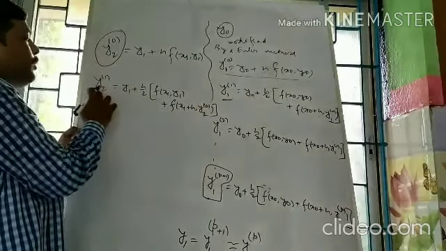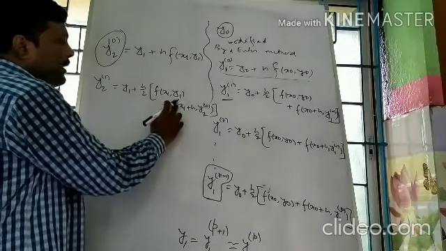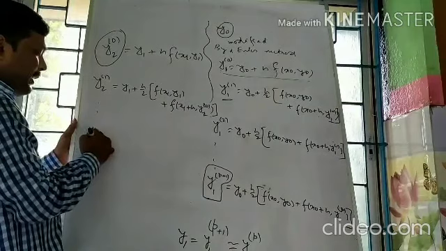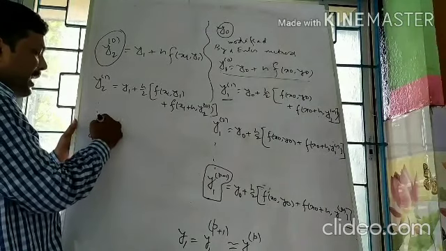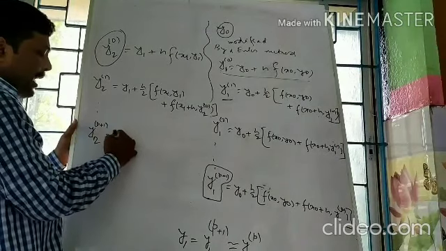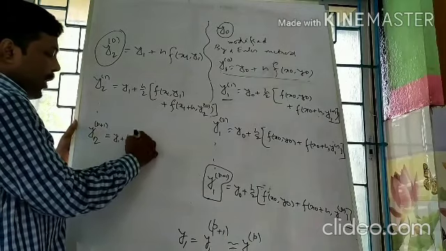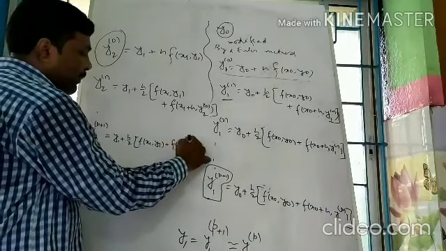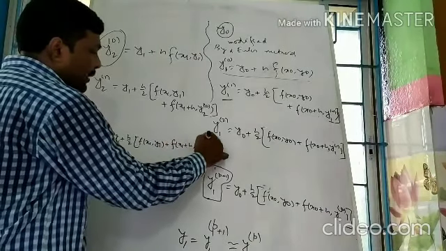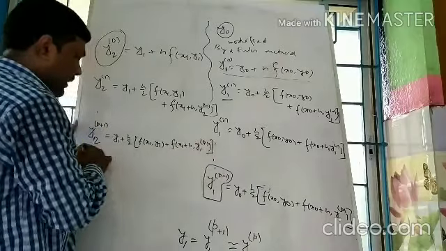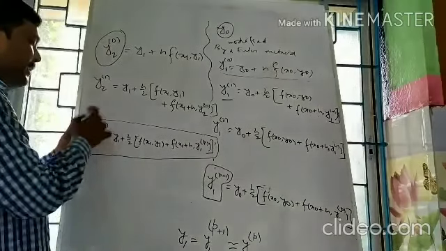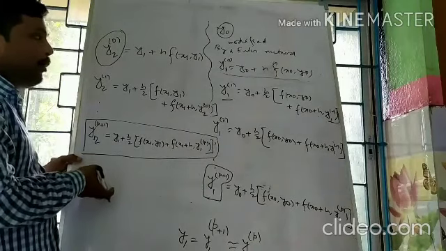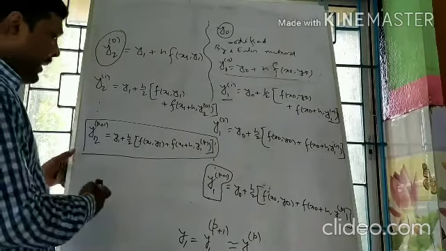So y2^(1) is y1 plus h by 2 [f of x1, y1 plus f of x1 plus h, y2^(0)]. For p plus 1, the approximation of y2, that is y2^(p+1), is y1 plus h by 2 [f of x1, y1 plus f of x1 plus h, y2^(p)]. Continue this process. If two consecutive iterative values of y2 are approximately equal, then you can stop, and that is the value of y2.